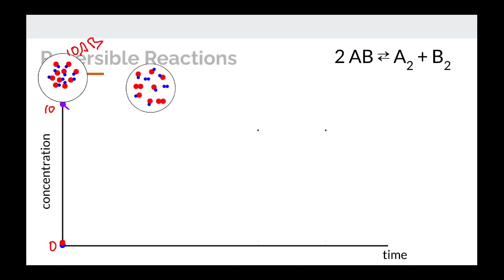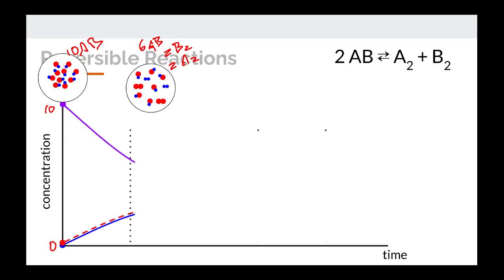Now we let the reaction proceed for a while. And now we can see that the reaction has gone forward a little bit because we now have 1, 2, 3, 4, 5, 6 ABs. And we now have 2 B2s and we have 2 A2s. So we have produced some product at this point, and we have decreased the amount of AB that we have.